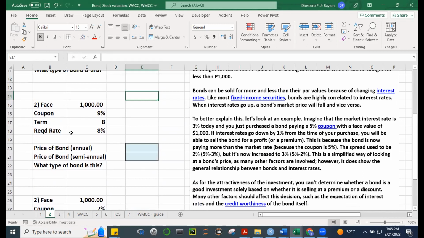Look at this, class. Required rate, 8%. Coupon is 9%. So you're offering to sell a bond that earns 9%, while the prevailing market rate is only 8%. So what type of bond is this? Premium bond, okay? Kindly compute for the price of the bond, for both annual and semi-annual.